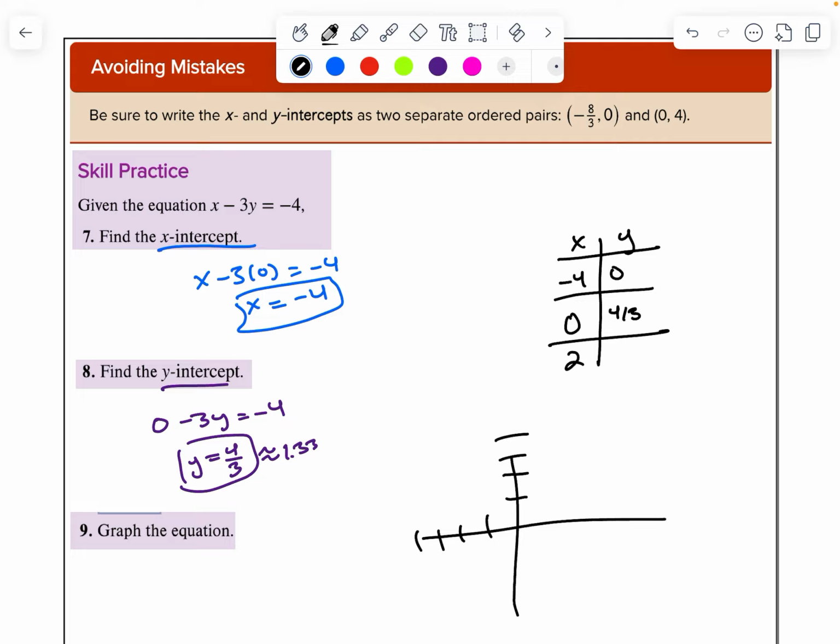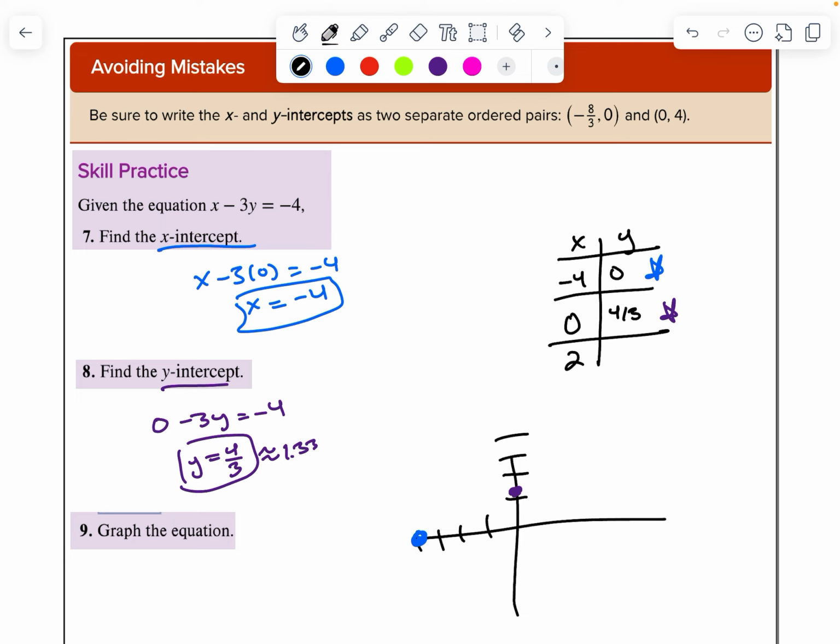So that 4 over 3 is about 1.33, so that's a little bit over 1. And the x-intercept is negative 4. That's this point right here. Notice I can still do the same thing as I was doing with the t-chart.